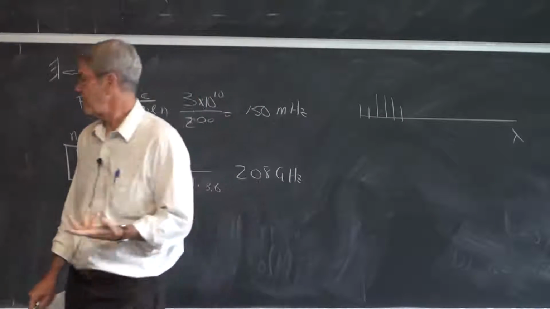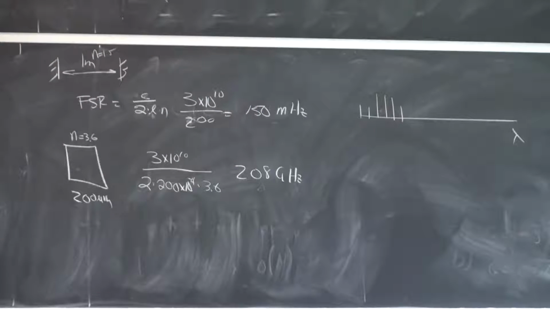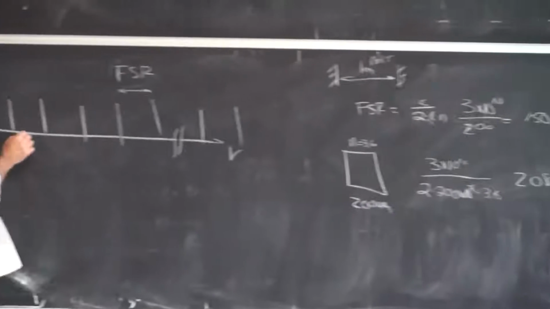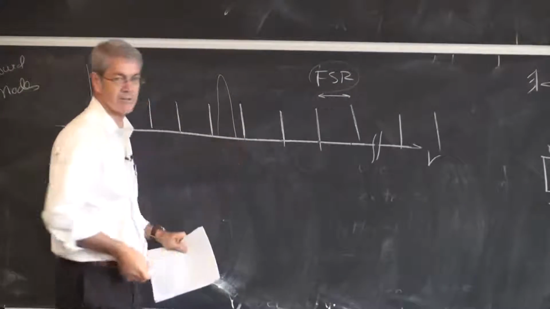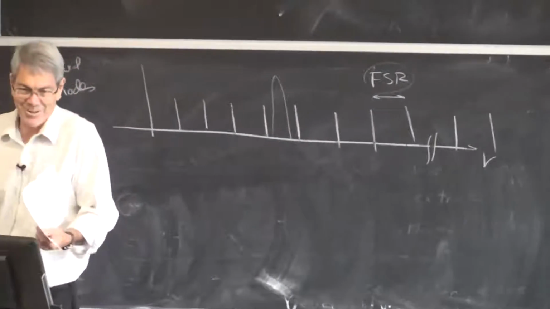Now, someone asked me once, well, what if the gain doesn't match this? So let's say I take my YAG laser and I put it in this cavity, and the YAG laser only has gain, say, from here to here. It's not going to laser. That's all there is to it.